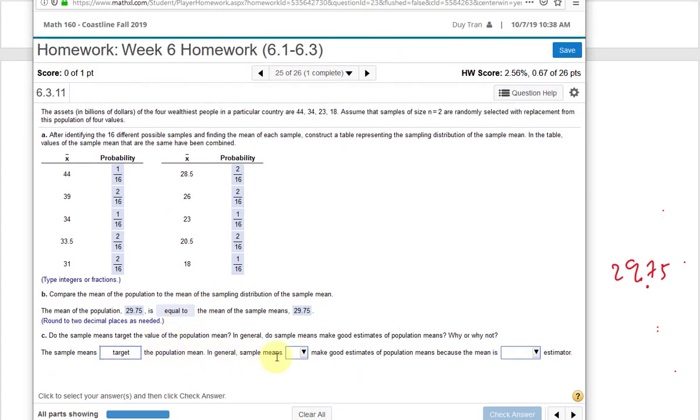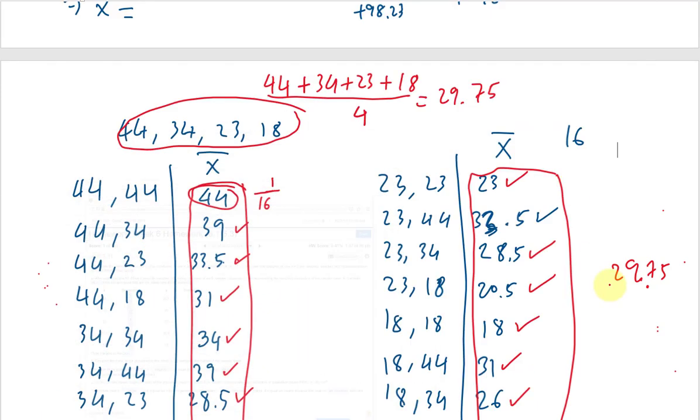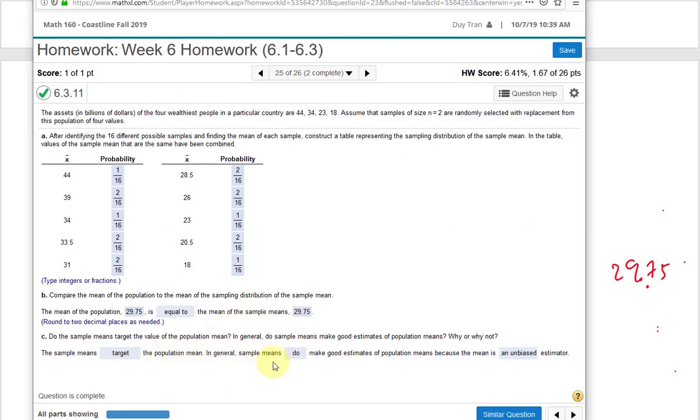In general, sample means do make good estimates of the population mean because the sample mean is an unbiased estimator. Okay, so we have the same number, they are similar. So that's why sample means do make good estimates of the population mean, because it is an unbiased estimator of the population mean. And that is the end of this question, number 25 from the week 6 homework assignments.